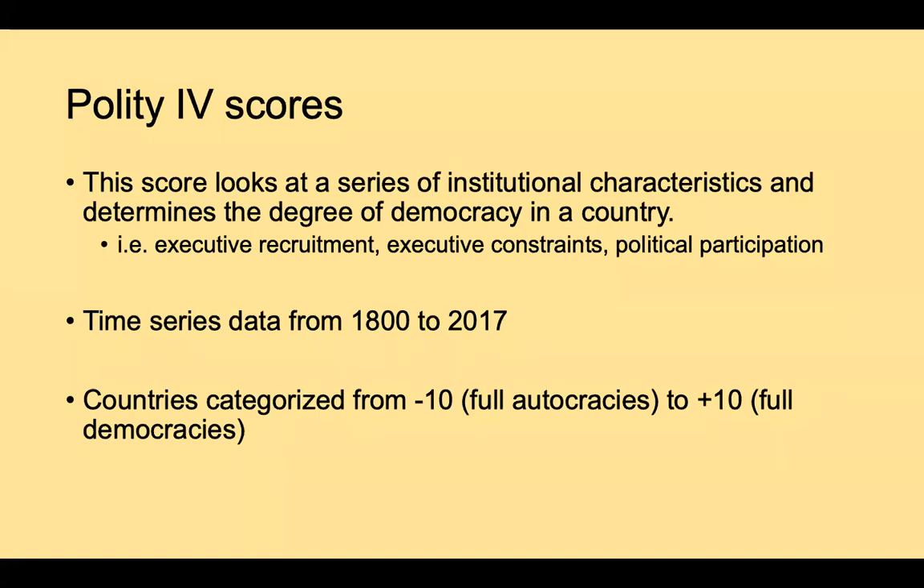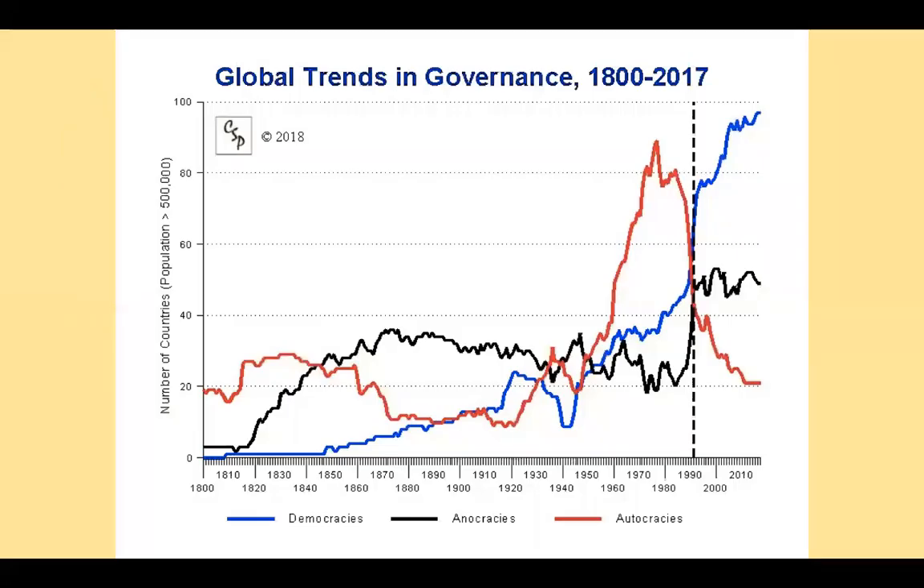And countries will fall somewhere between -10 and +10. And where they fall determines whether they are democracies or hybrid regimes or dictatorships. So -10 to -6 is a full autocracy, -6 to +6 is a hybrid regime, or sort of a semi-authoritarian regime, and then +6 to +10 is a full democracy. And these different spaces in the spectrum correspond to different actual regimes in the world.